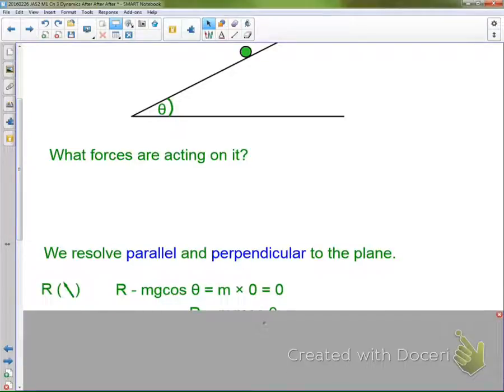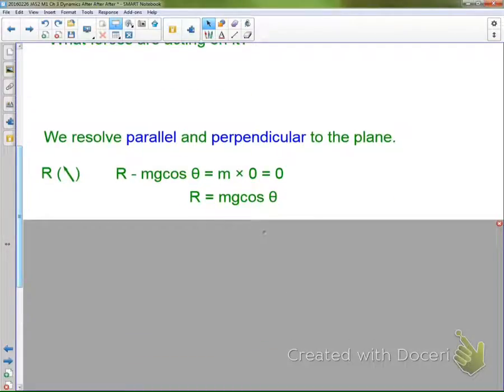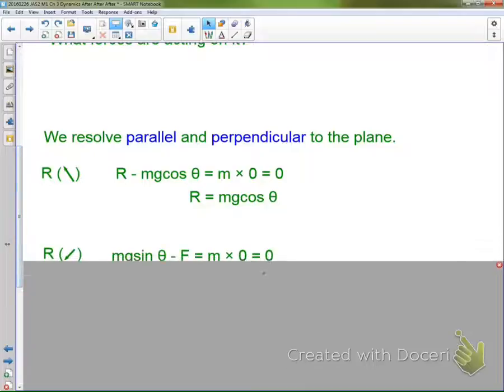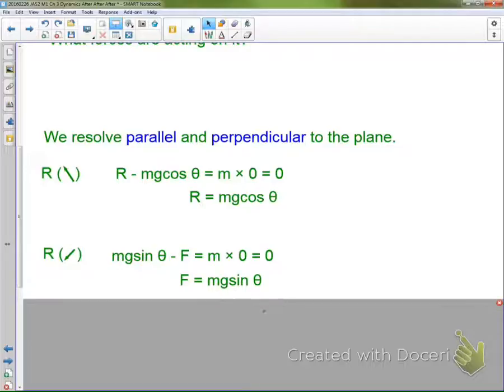So, coming out of the plane, we have R minus mg cos theta is equal to mass times 0, because our particle isn't floating off of it, we know it's not accelerating off of the plane. So we have R is equal to mg cos theta. Resolving forces parallel to the plane, taking down the plane as positive, we have mg sin theta minus friction is again equal to 0, because in this case we're assuming that our particle is sitting at rest. So then we have F is equal to mg sin theta.